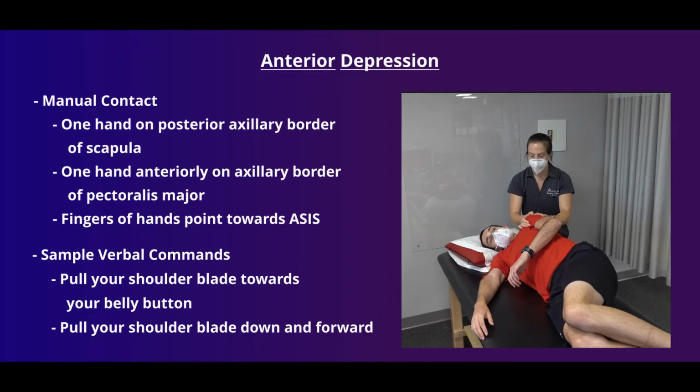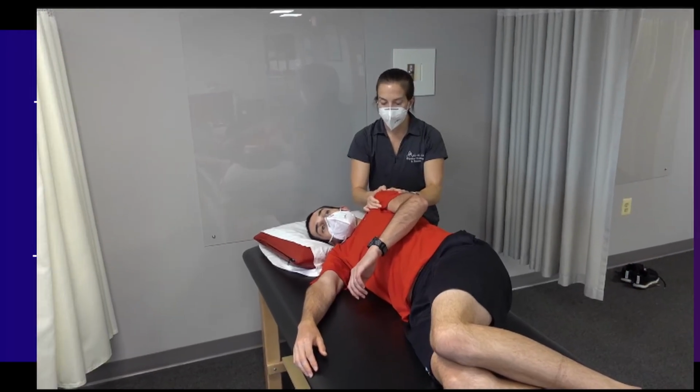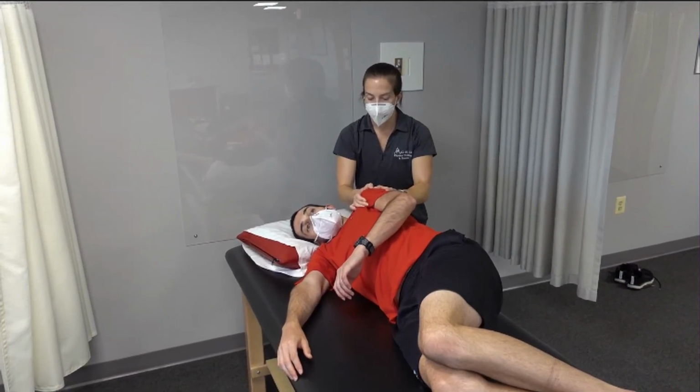Again, the therapist's fingers, hands, and body should be aligned in the direction of movement. Sample verbal commands include pull your shoulder blade towards your belly button or pull your shoulder blade down and forward. Make sure that motion only occurs through the scapula and not through the trunk.